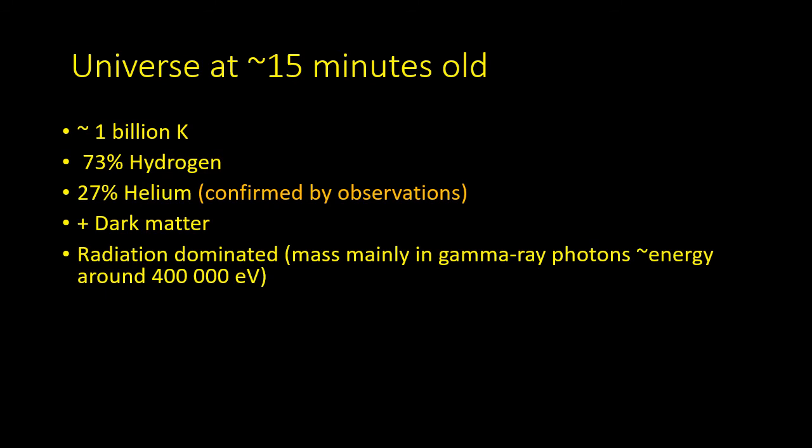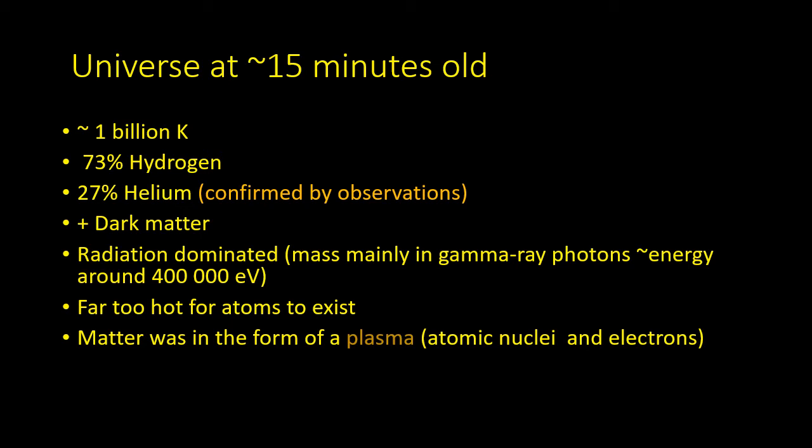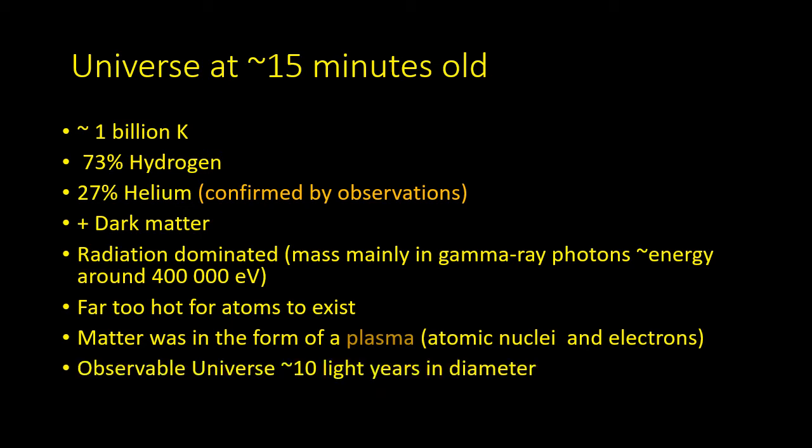It was radiation dominated. Most of the mass was in energetic gamma ray photons. Each photon had an energy of around 400,000 electron volts. It was far too hot for individual atoms to exist. It consisted of a plasma, so this is where you have atomic nuclei and electrons. The observable universe was 10 light years in diameter.